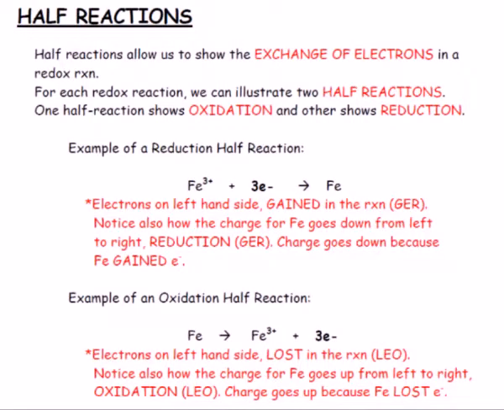So guys, again, half reactions are showing us the exchange of electrons that are happening in a redox, because it's very important for us to keep track of all those because of laws that we've talked about. Law of conservation of matter. We can't just create things. We've got to keep track of those. So for each redox reaction, we can illustrate two half reactions. Like you already told me, one is going to show just the oxidation that's taking place, and the other one's going to show the reduction that's taking place.